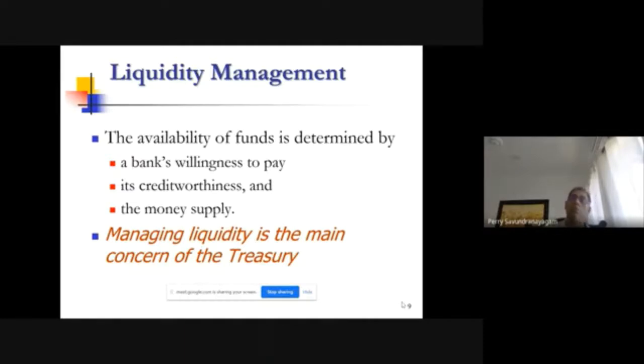And in order to grow your book, or your asset book, you might have to find a way of doing it. But there is no way for you to match that 5-year asset with a 5-year deposit necessarily, because nobody wants to place a deposit for that period.